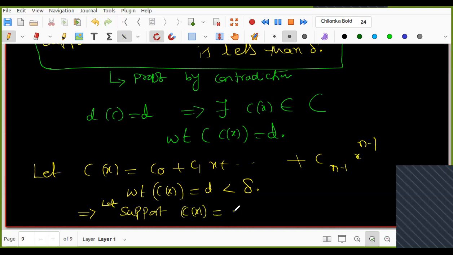So I1, I2. Let us start from I1. So I1 means these coefficients, right? If c0 is also not equal to 0, then I1 becomes 0. Okay, I am taking only the non-zero coefficients, so I will write c_I1, c_I2. Up to what extent will I go? Can somebody help me?